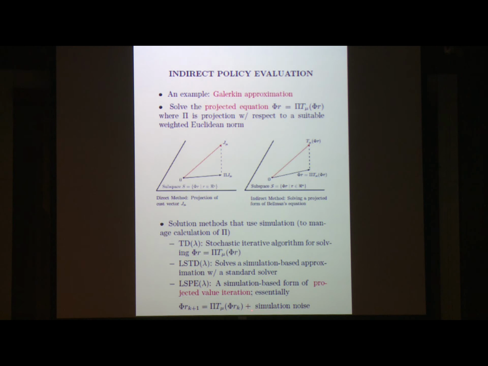There are several methods. The most famous methods within this field for policy evaluation are of this Galerkin type. There's a method called TD lambda, which is a stochastic iterative algorithm for solving this projected equation. There's another method called LSTD lambda. The lambda parameter, let me not discuss what this is. LSTD solves a simulation-based approximation of this equation. I'll say a few things about what LSTD really does. This is a projected equation. If you make a simulation-based approximation to that and solve this approximation, then you get the LSTD method.